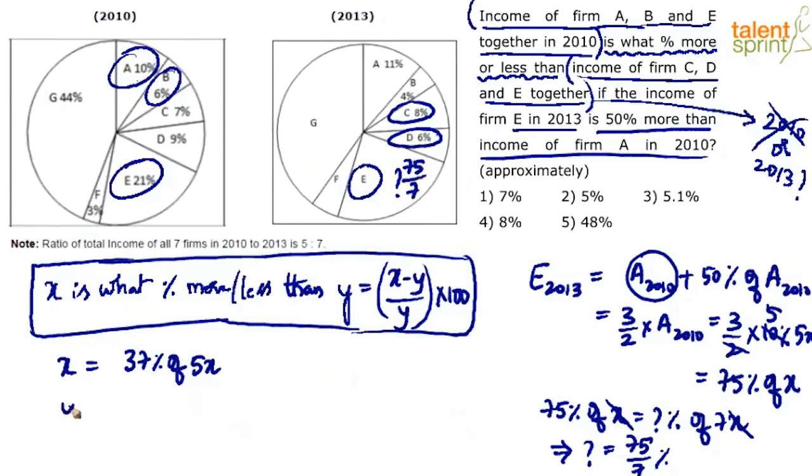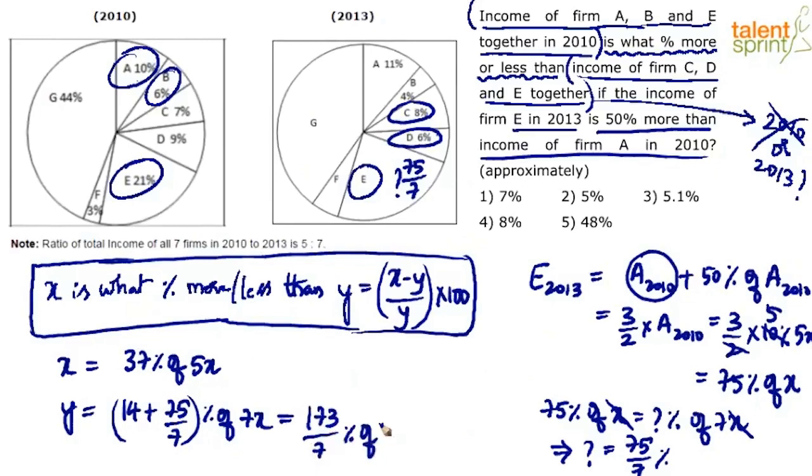So what is Y now? Y in our case is the income of C, D, E together. So C, D, E: 8 plus 6 plus 75 by 7. 8 plus 6 is 14. 14 plus 75 by 7% of 7X. Simplify this now. 14 sevens is 98. 98 plus 75 is 173. 173 by 7% of 7X. So 7 and 7 get cancelled. We get 173% of X. So Y is 173% of X. And E is 150 plus 35, 185% of X.